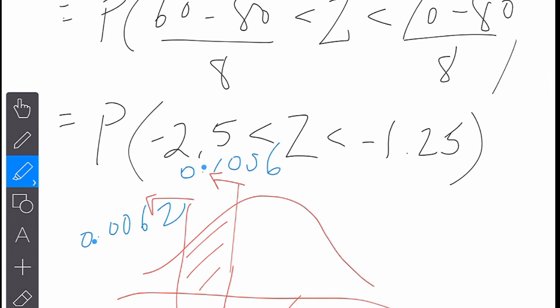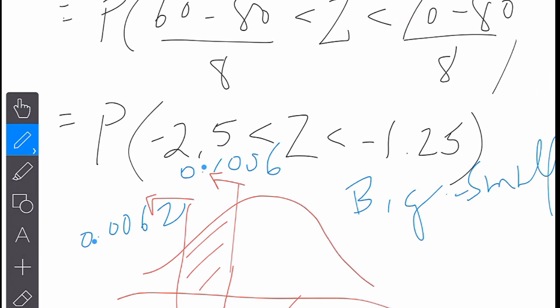So you take the big one minus the small one to get the space in between. And that will be your answer. What do you get?